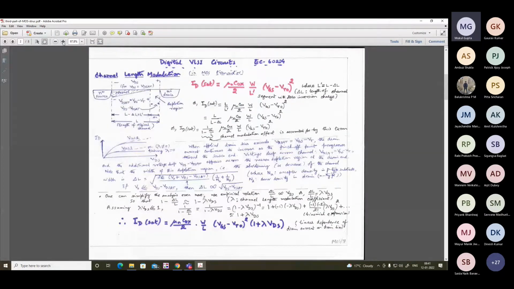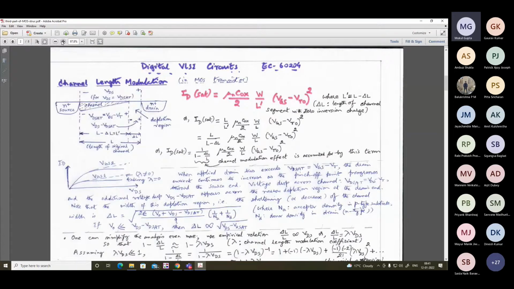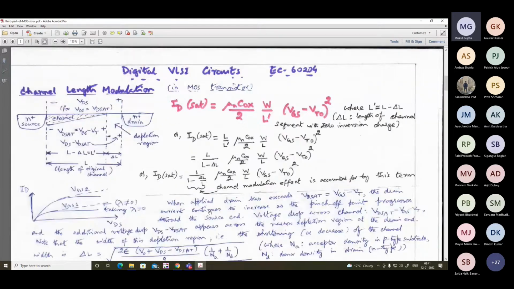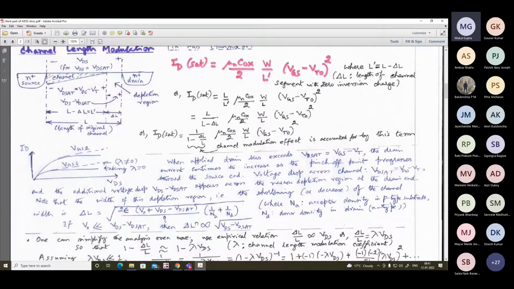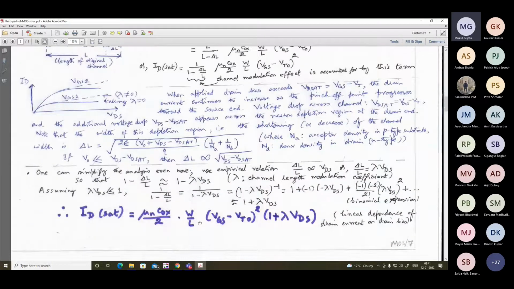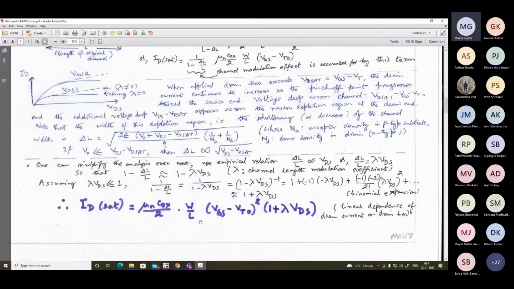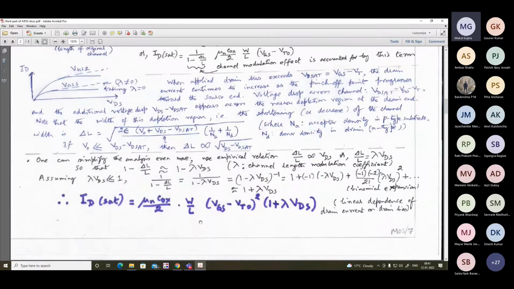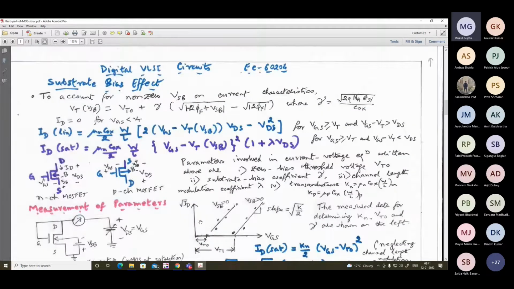Yeah, so all of you can see it. Now, channel length modulation we have seen, right? And we need to calculate. There are important parameters to consider in NMOS transistor. Similar will be the consideration for PMOS transistor.